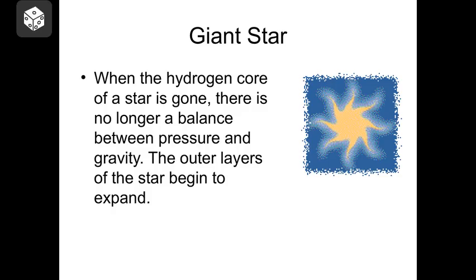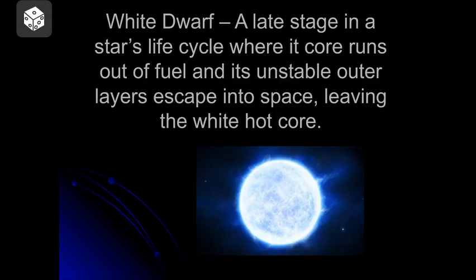What happens then? Well, at that point, our star becomes what's called a white dwarf. This is a later stage in a star's life cycle when the core runs out of fuel. The unstable outer layers escape into space, leaving behind the white, hot core. So basically, the inside of the sun, which is about the size of Earth, is burning up all the fuel it has left, all the elements that make it up.